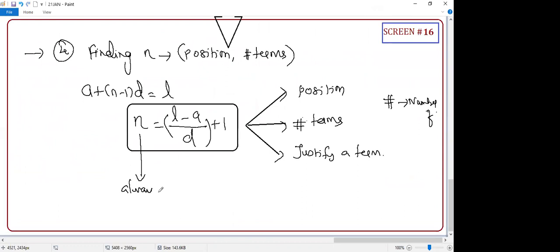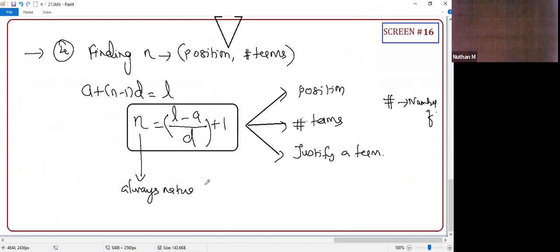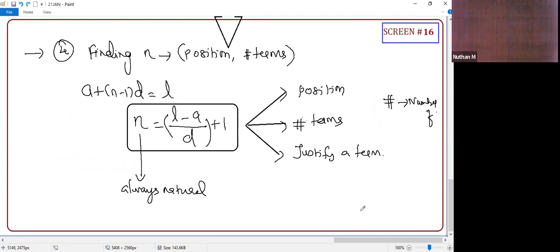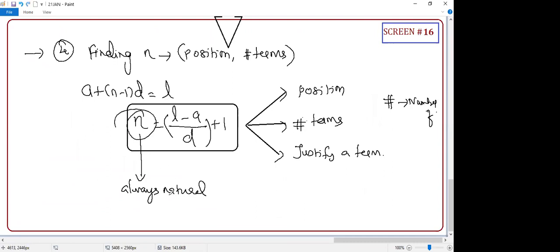Sir, in that case, what to do? You have to say that 100 is not part of the sequence. Check whether minus 31 is part of the sequence or not. Only this formula you need to use. And what is your answer? You should say n is not a natural number, so the given value is not present in the sequence.